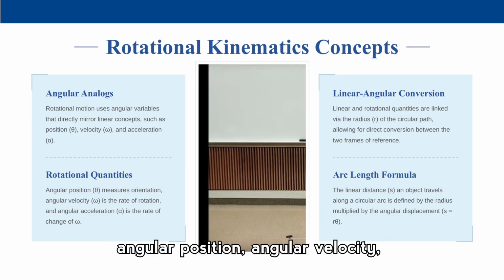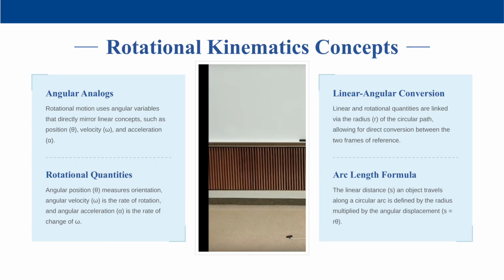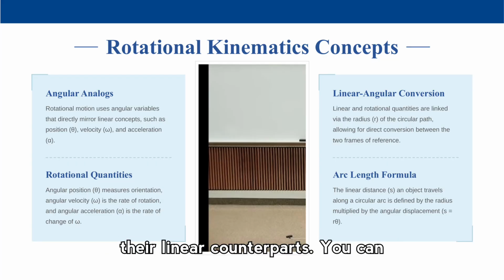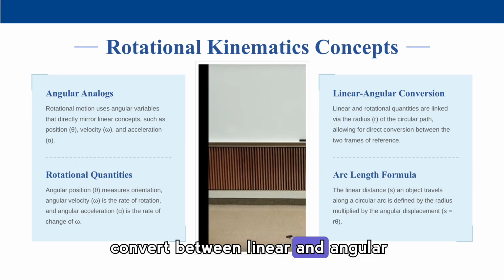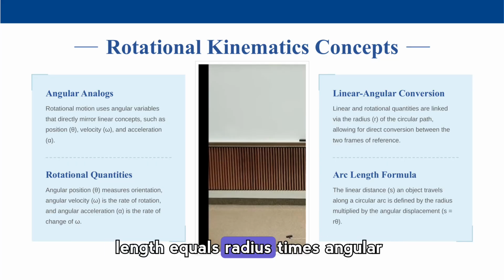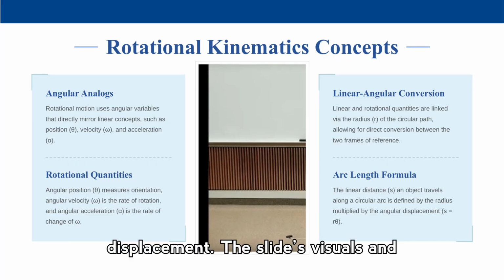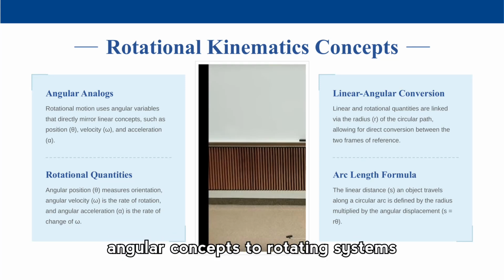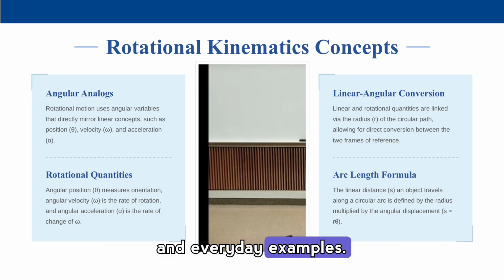Rotational kinematics mirrors linear motion using angular variables. Angular position, angular velocity, and angular acceleration behave like their linear counterparts. You can convert between linear and angular quantities using the radius, and arc length equals radius times angular displacement. The slide's visuals and the classroom photo help link these angular concepts to rotating systems and everyday examples.